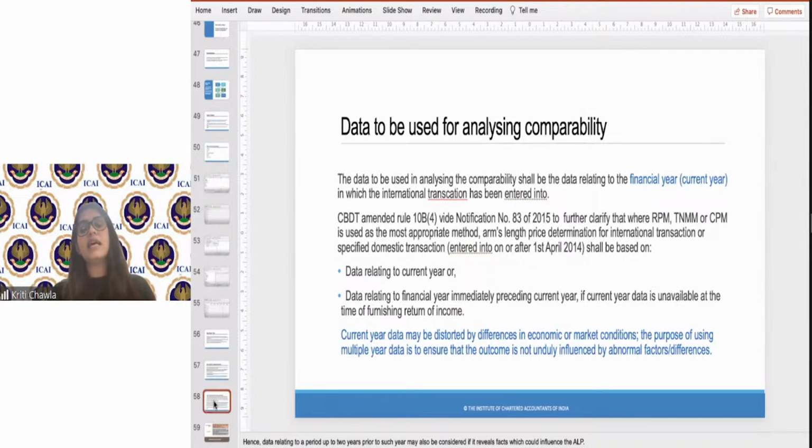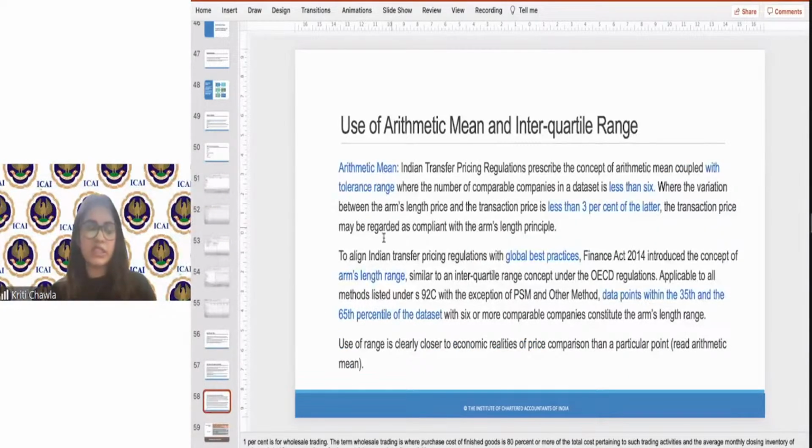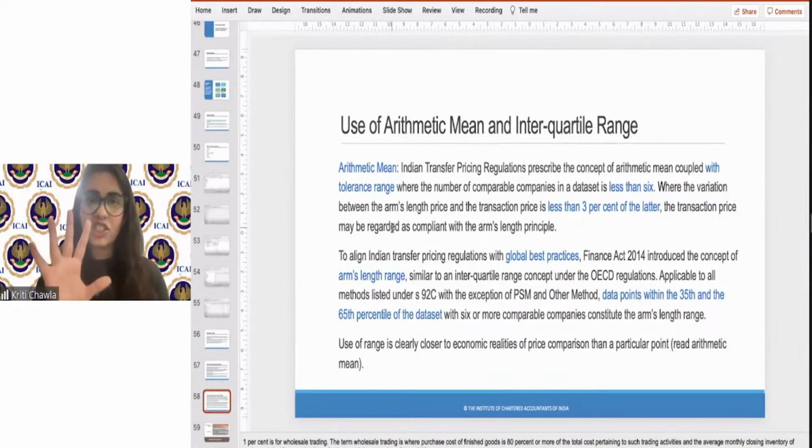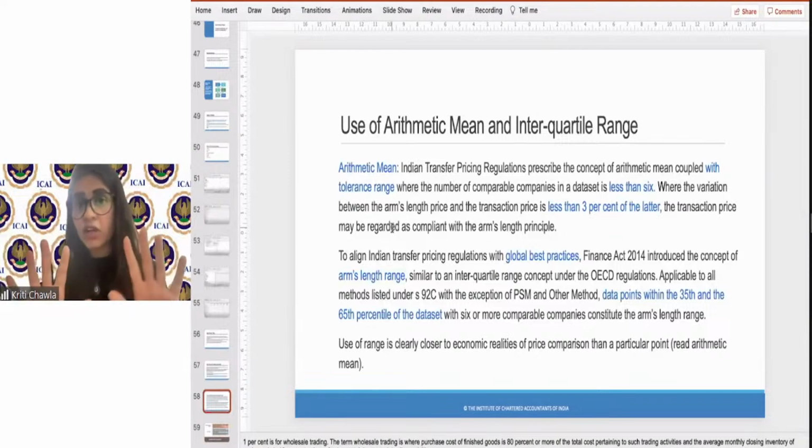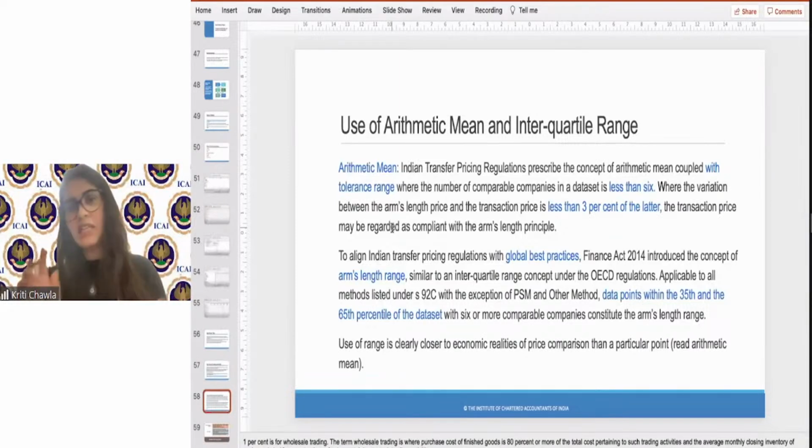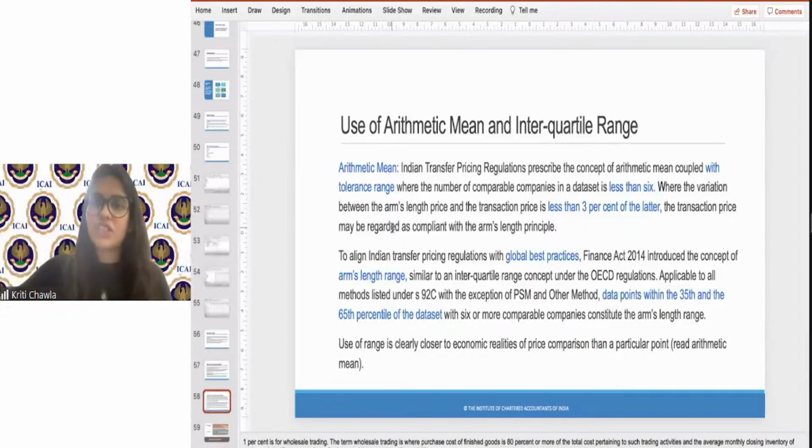The last thing that Indian tax authorities did was, now imagine that I've got 11 comparable companies. After I did the entire exercise of filtering the companies, I got 11 comparable companies. Now I need to compare my client margin to only one margin. How do I do that?